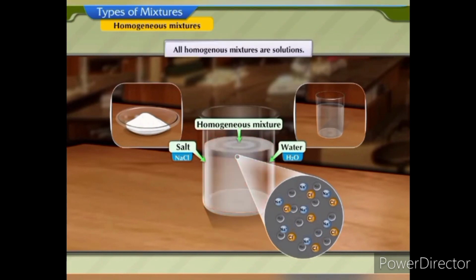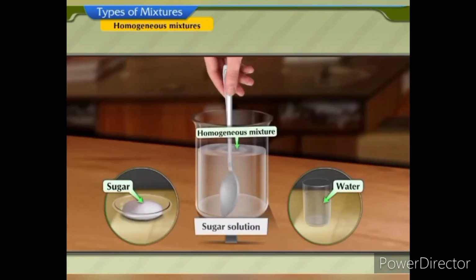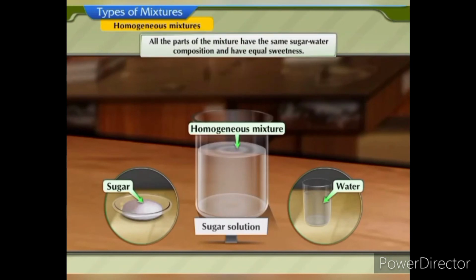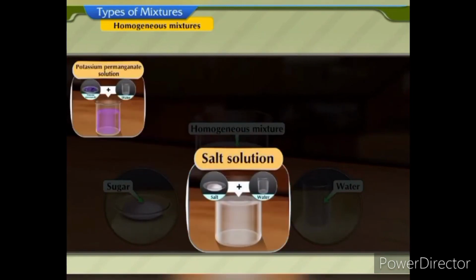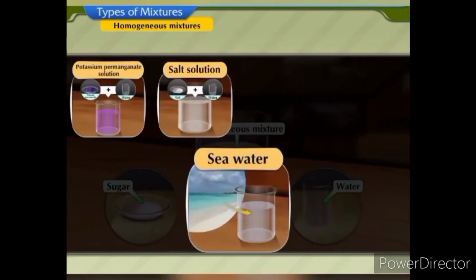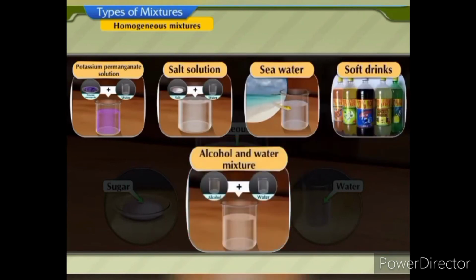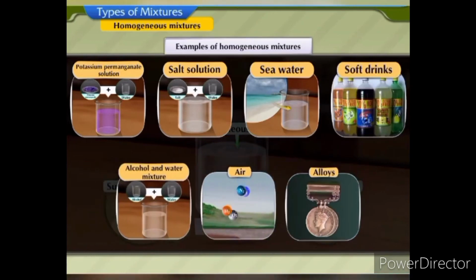A homogeneous mixture has uniform composition throughout its mass. All homogeneous mixtures are solutions. A sugar solution is a homogeneous mixture because all the parts of the mixture have the same sugar-water composition and have equal sweetness. Potassium permanganate solution, salt solution, seawater, soft drinks, alcohol and water mixture, air and alloys are examples of homogeneous mixtures.